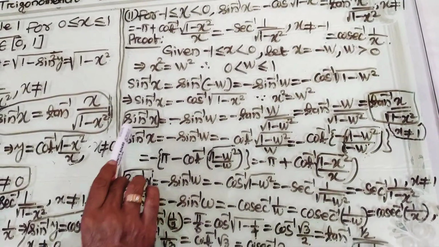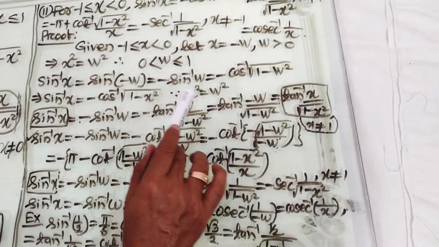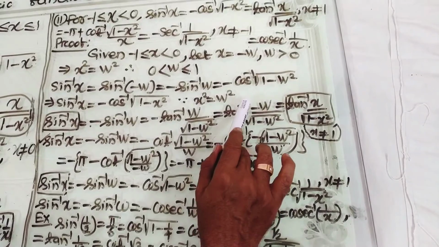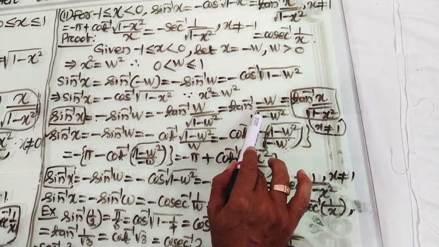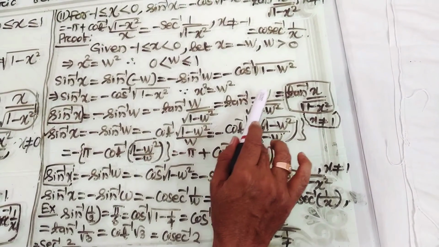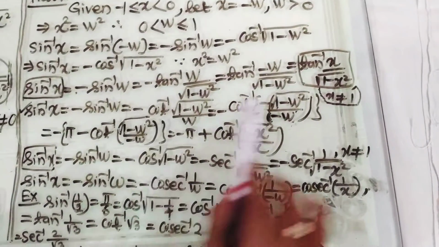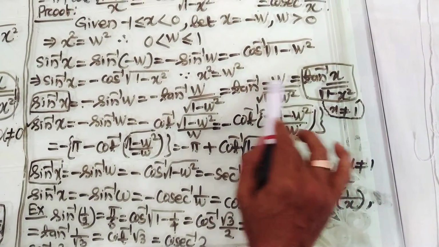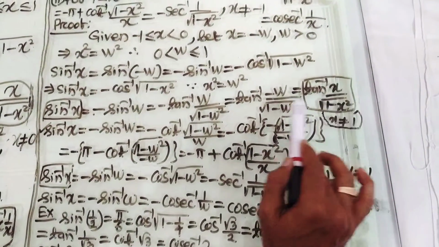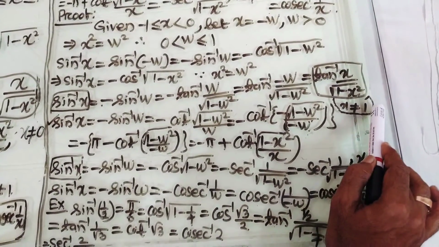Then sin inverse x is equal to minus sin inverse W, which is equal to minus tan inverse W by root over of 1 minus W square, which is equal to tan inverse minus W by root over of 1 minus W square, because tan inverse minus theta is equal to minus tan inverse theta. Then it is equal to tan inverse, in place of minus W we write x, over root over of 1 minus x square, since W square is equal to x square. Here x is not equal to 1.